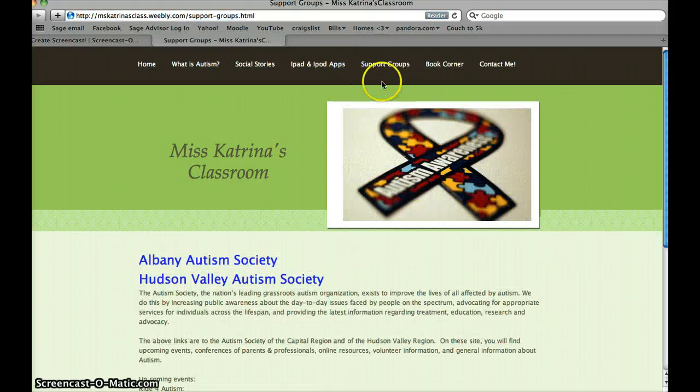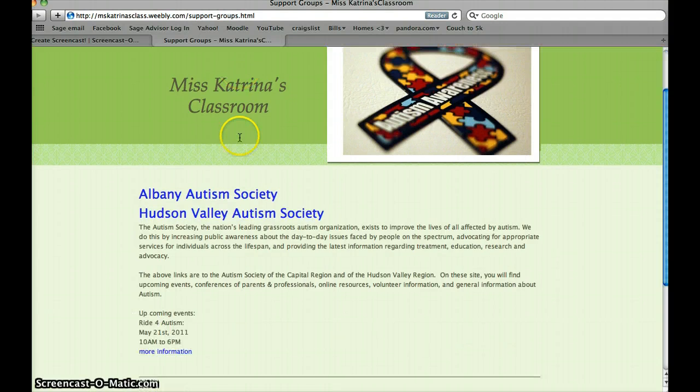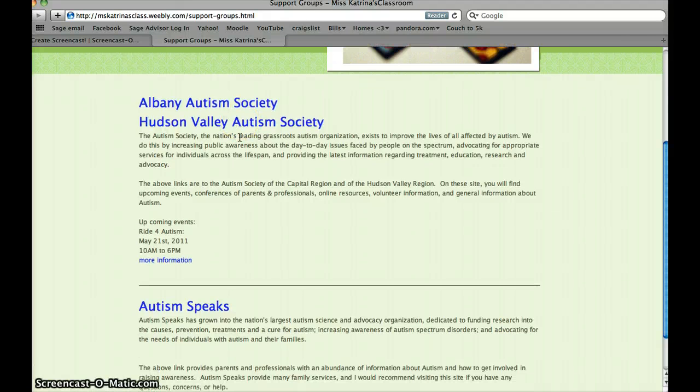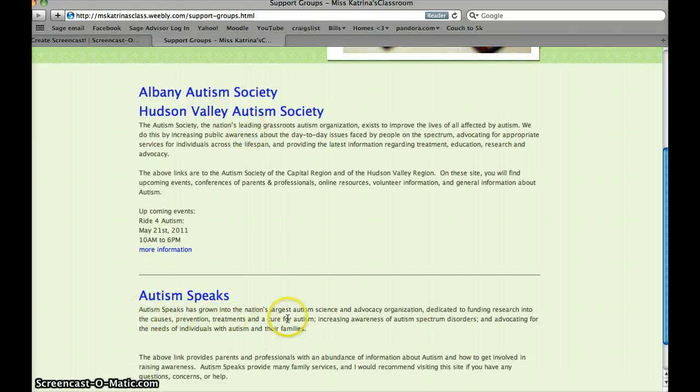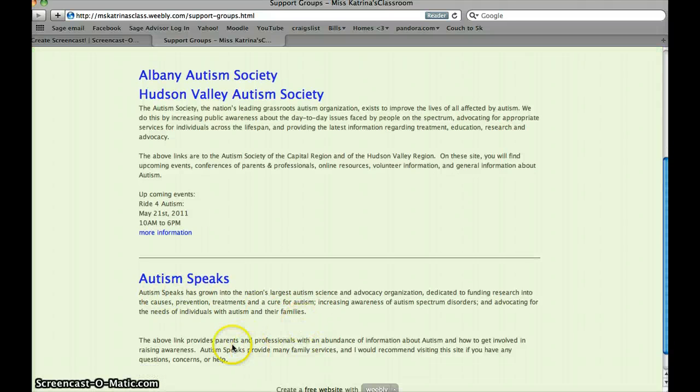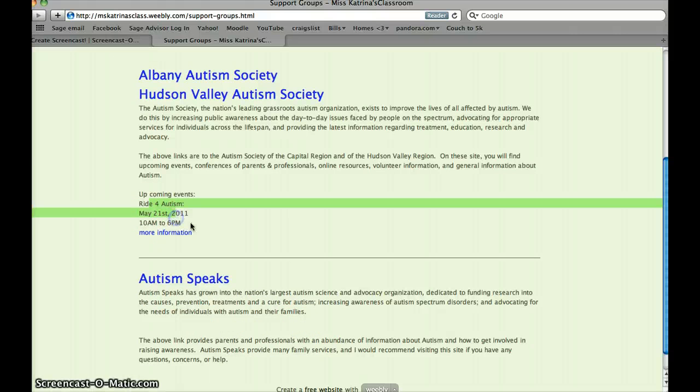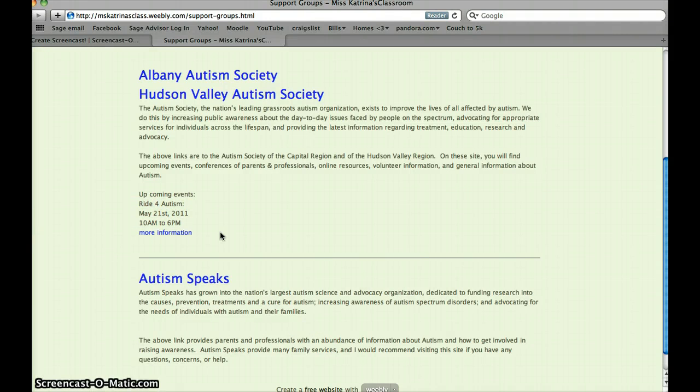The next tab up here is support groups, and these are the support groups I found that really serve the greater capital region. There's the Albany Autism Society and the Hudson Valley Autism Society, and also Autism Speaks. And it gives a little brief synopsis of what they are and the upcoming event in the area, which is Ride for Autism, which is May 21st.